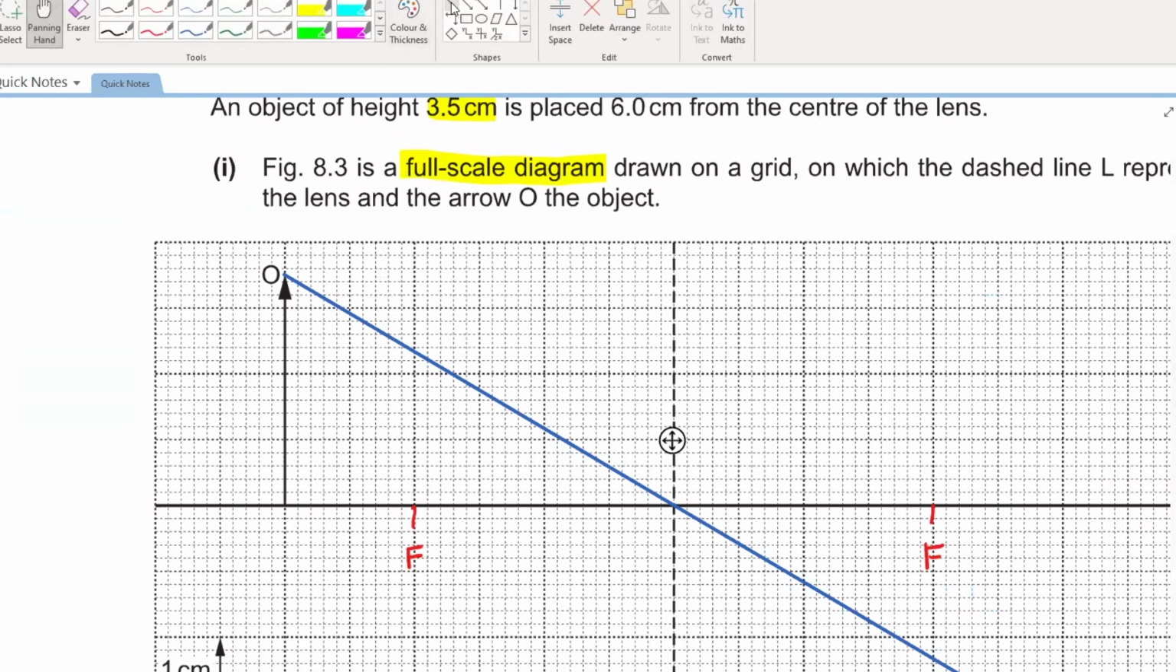Now what will be your second line? Your second line will be a ray passing parallel to the principal axis, like this. It will come from the top of the object parallel to the principal axis. And if I extend this ray backward, it will pass through the focal point. Why? Because this is a diverging lens.